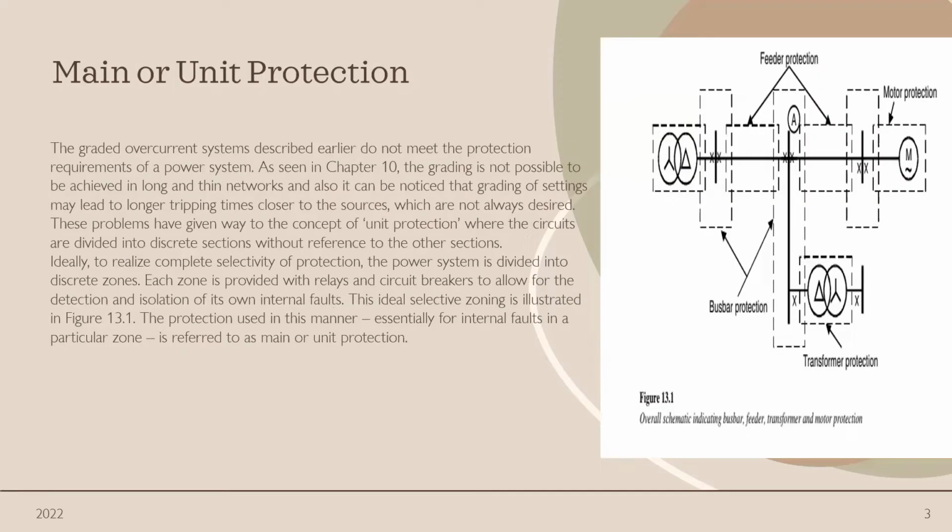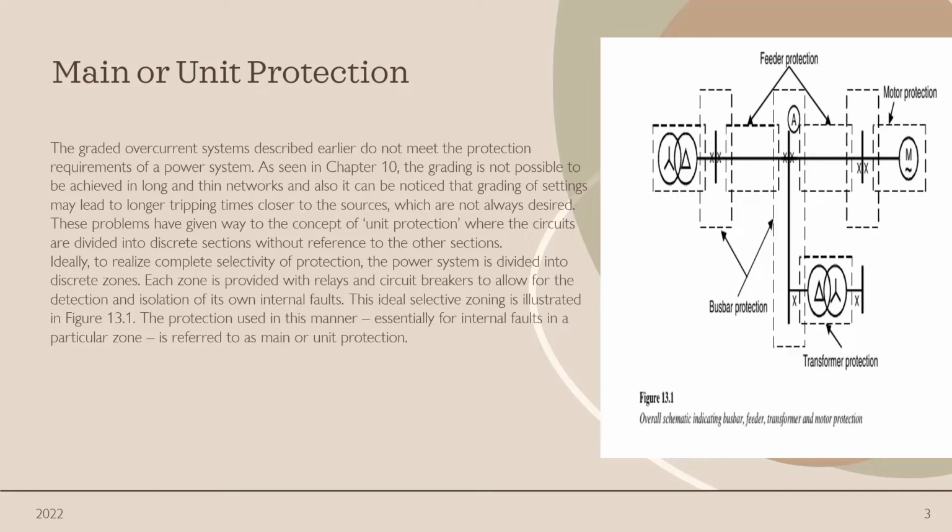Main or unit protection. The graded overcurrent systems described earlier do not meet the protection requirements of a power system. As seen in Chapter 10, the grading is not possible to be achieved in long and thin networks, and also it can be noticed that grading of settings may lead to longer tripping times closer to the sources, which are not always desired. These problems have given way to the concept of unit protection, where the circuits are divided into discrete sections without reference to the other sections.